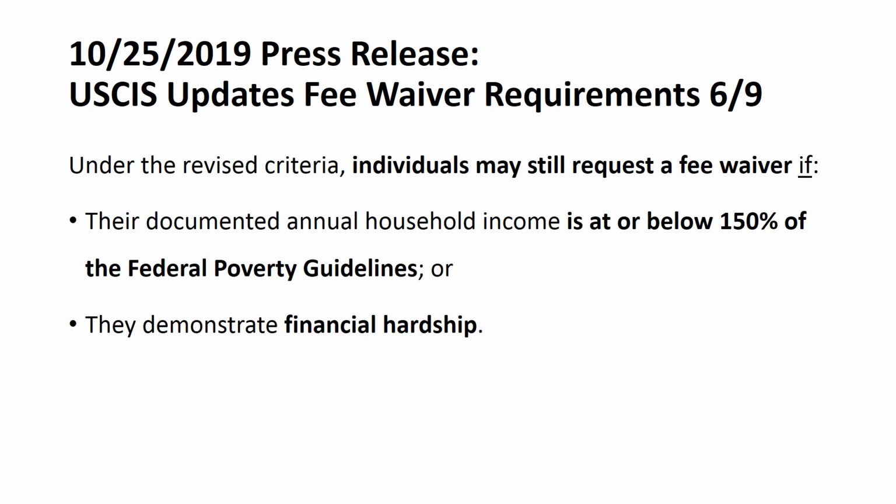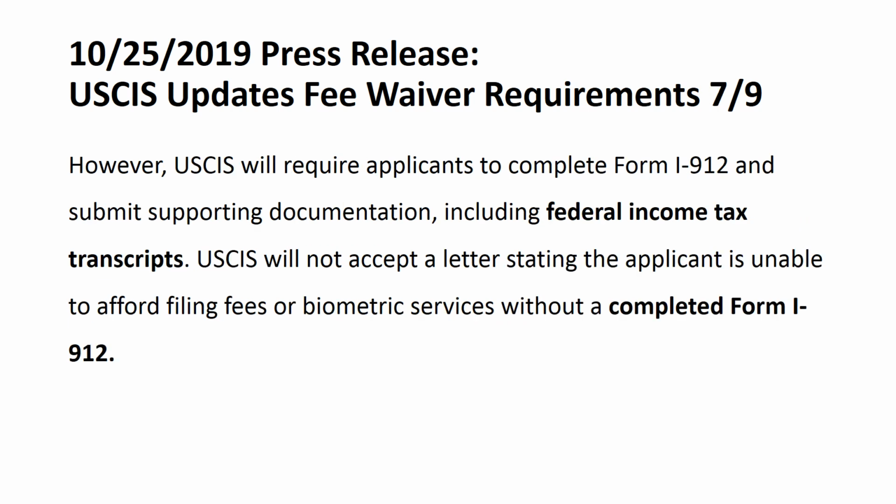Under the revised criteria, individuals may still request a fee waiver if their documented annual household income is at or below 150% of the federal poverty guidelines, or if they demonstrate financial hardship. However, USCIS will require applicants to complete Form I-912 and submit supporting documentation, including federal income tax transcripts. USCIS will not accept a letter stating the applicant is unable to afford the filing fees or biometric services without a completed Form I-912.